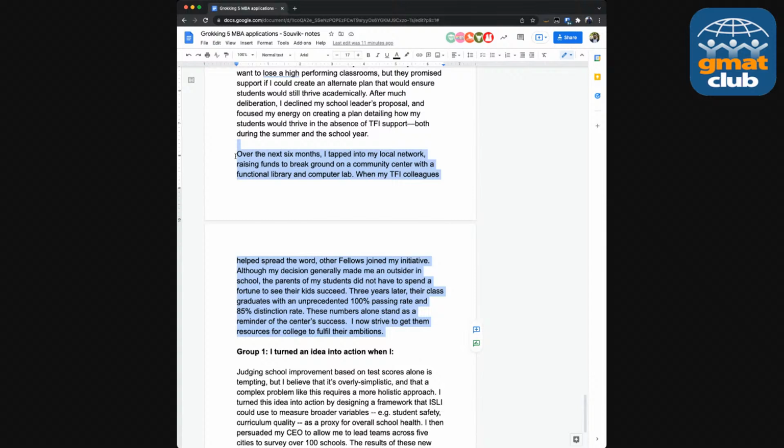I talked about how that center helped graduation rates and distinction rates, and then the next step. So as you can see here, there is not an explicit learning out there.